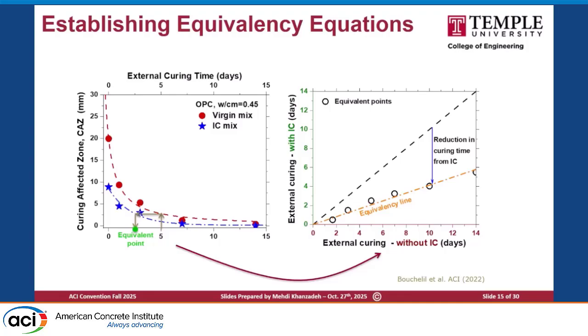After this point, we want to basically find that equivalency line. As I mentioned at the beginning, if the requirement is 5 days for the virgin system, by using this profile, I can find what is the requirement for the internal cure one, right? So for different points, I can find that data point. And then here at the right side, I have external curing without IC and with IC. So based on those data points, I can find that equivalency line, right? So that's basically the reduction in the curing time because of the use of internal curing. So we have that percentage of the reduction in the required external curing period.